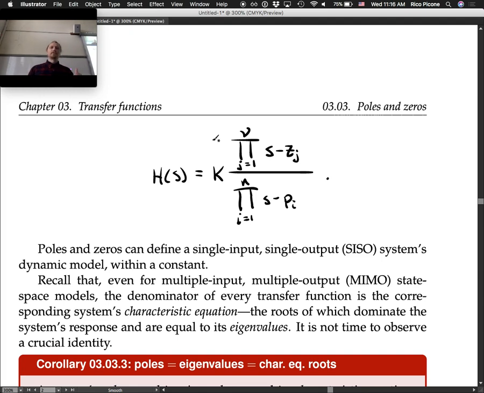So for a single transfer function, we can define a single input, single output system's dynamic model within a constant. If there's one input and one output, it can be described with an input-output differential equation, right? Just a single input-output differential equation. And a single transfer function, which can be described in terms of its poles and zeros within a constant. So that's pretty cool.